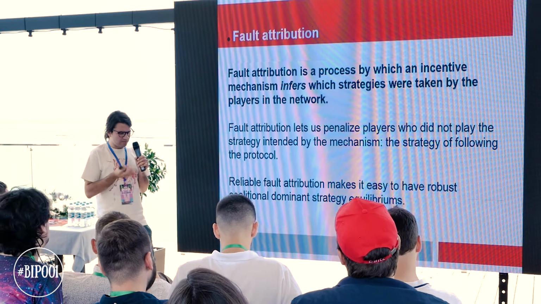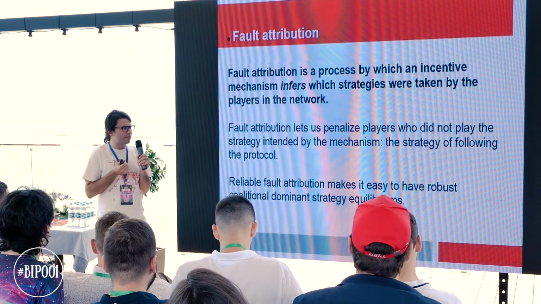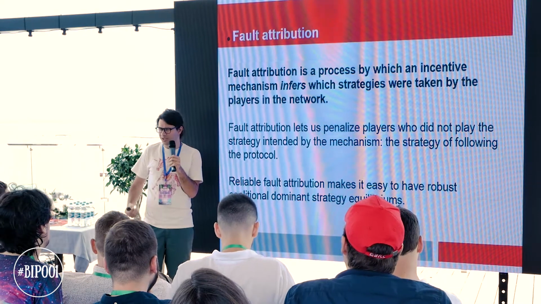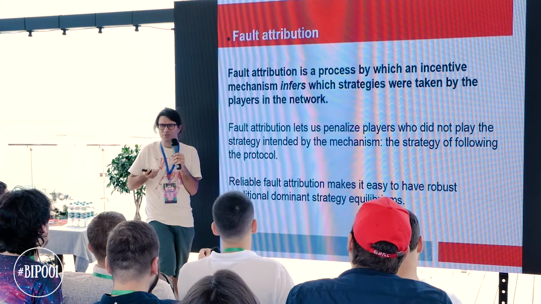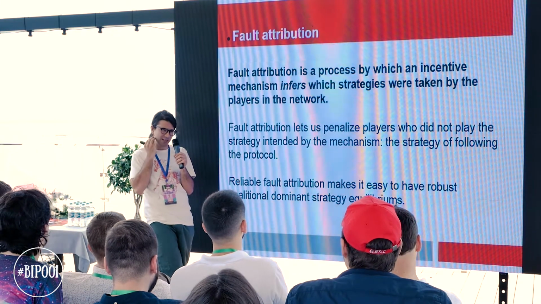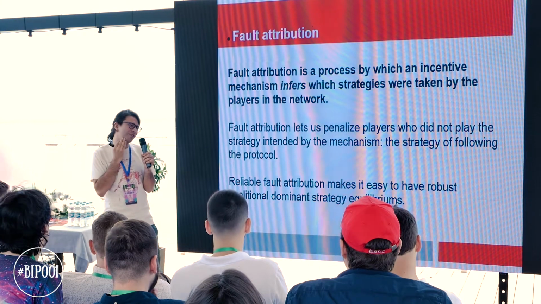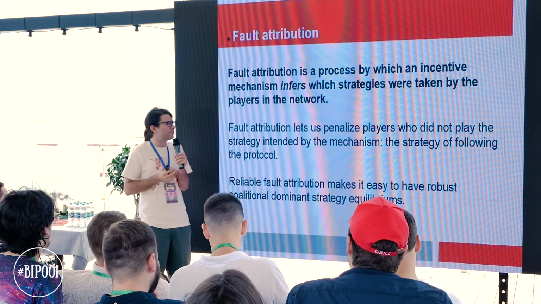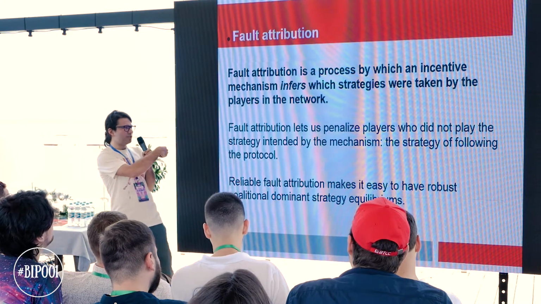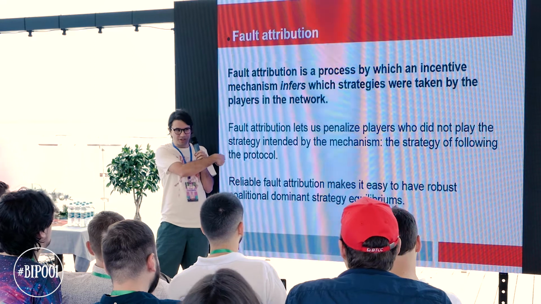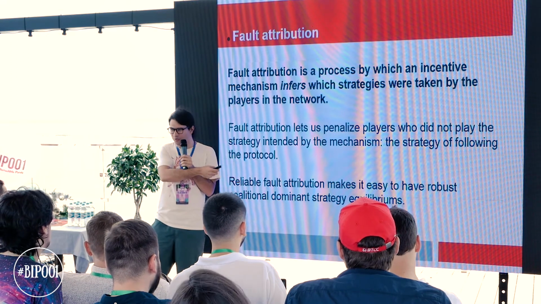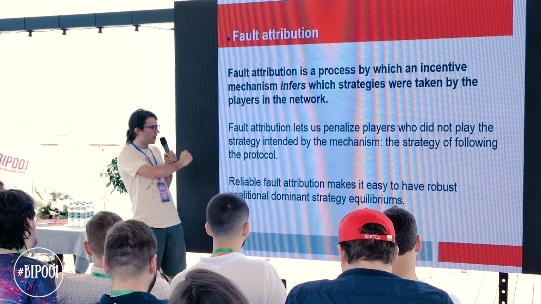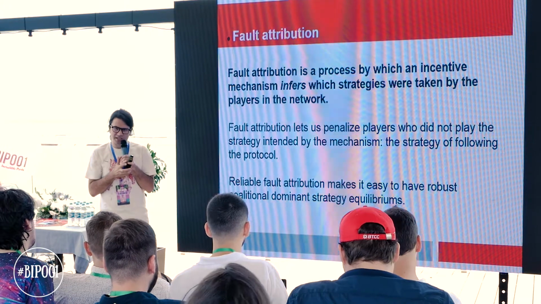Fault attribution is basically some way for the incentive mechanism to tell which strategies were taken by the different players in the network. Normally, in game theory and mechanism design, we assume that the mechanism has access to what strategies people take. But on a distributed system, the incentive mechanism only has access to certain messages and needs to infer what happened. So being able to tell who did what makes it a lot easier to incentivize a protocol. If you can tell who followed the protocol and who didn't, you penalize the one who didn't and you reward the ones who did, and that makes it really easy to have really nice equilibriums.